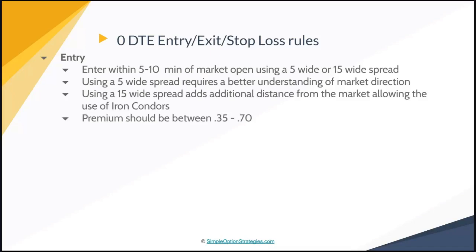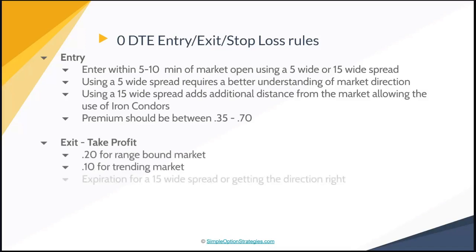Premium I use is between 35 and 70 cents. All right. That's what I use for my trades. It's usually a delta between 5 to 10. That's what it comes out to. Right. My take profit is 20 cents for a range market, 10 cents for a trending market, expiration for a 15 wide spread, or getting the direction right. So if you're using one side and you get the direction right, you can let it expire. You should be fine. But a lot of times there's a lot of market movement that happens at the beginning of the day and at the end of the day, right?